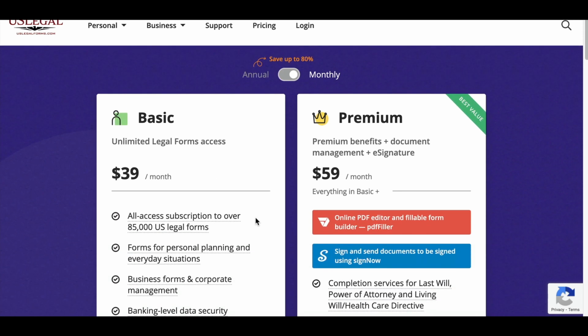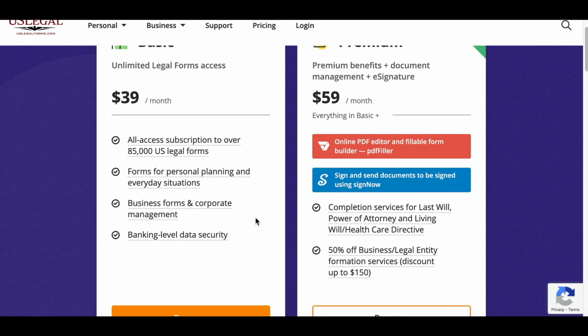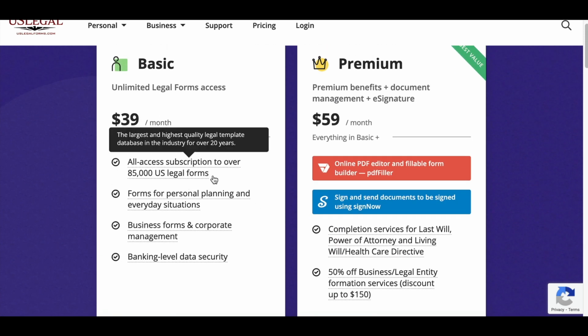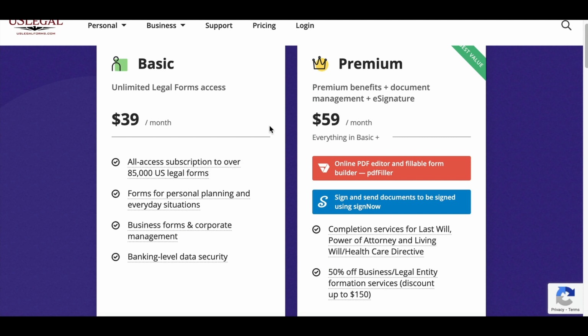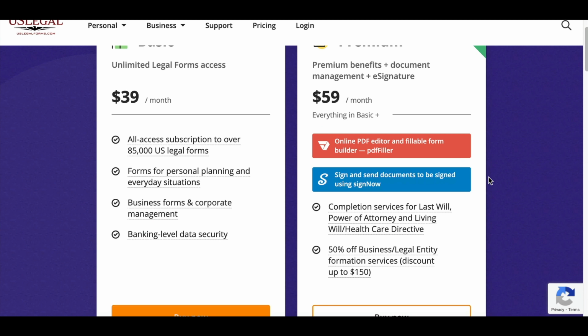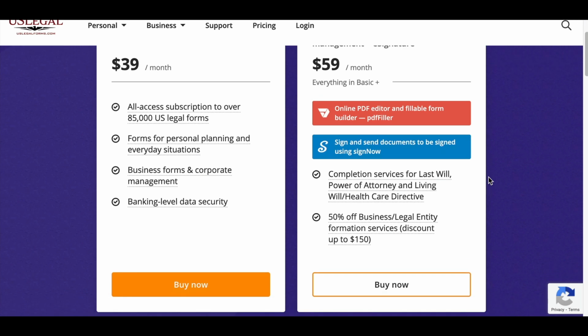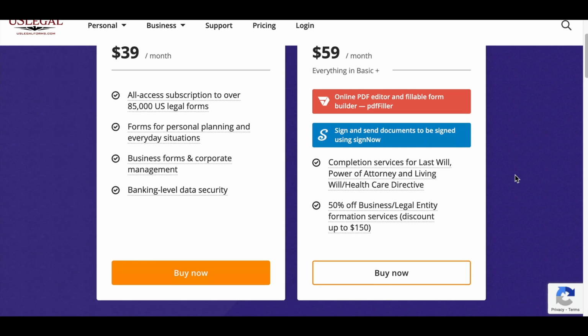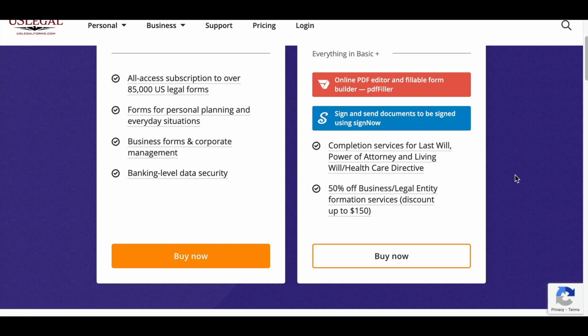If it's monthly, it's $39 a month. And then if you have premium, let's see, basic, you get access to all the 85,000 forms. You're not going to actually need that much. And a bunch of other, like just a lot of different forms. For the premium, you also get an online PDF editor and fillable form builder, and you can use an e-sign thing. And then you also get help for your will and things. Some of you having a will is all that you would need. Some of you actually would need a living trust, so you would need to hire an attorney for that.